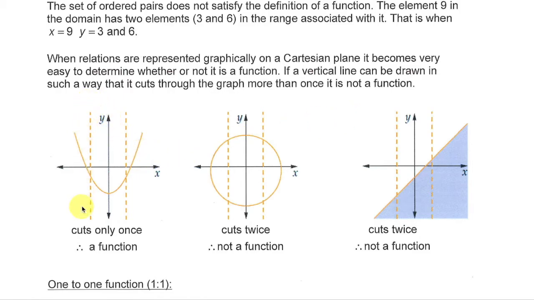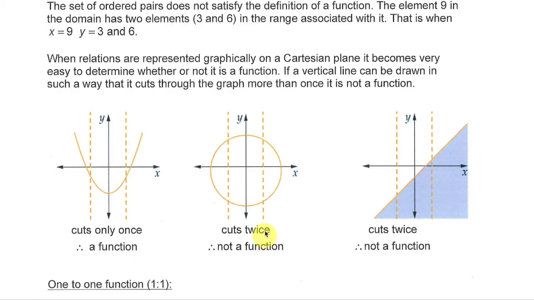Whenever we place a straight line, rather, on the graph, it should only cut the graph once. If it cuts it more than once, then we don't have a function. It's just a relation. So here for the parabola, you can see wherever I place a vertical line, it only cuts the graph once. Here we have a circle, and you can see where I place the vertical line, it will end up cutting the graph twice, so therefore we deem that not to be a function.